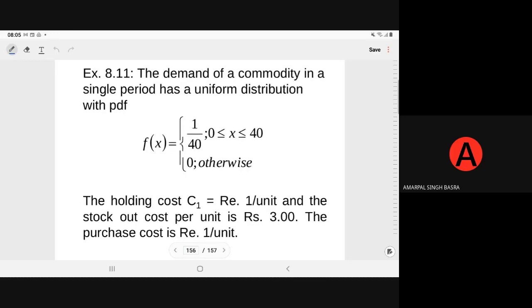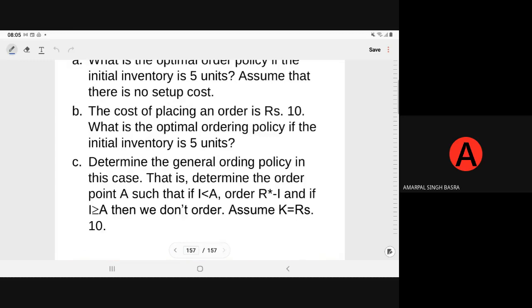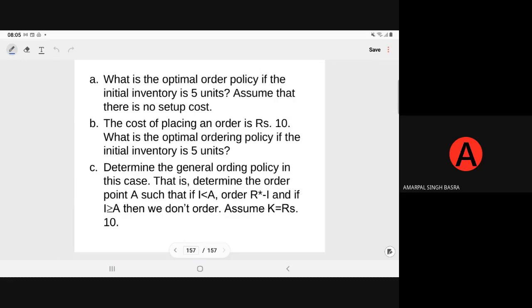The demand of a commodity in a single period has uniform distribution with PDF f(x) equal to 1 upon 40, x from 0 to 40, otherwise 0. The holding cost is rupee 1 and the stock out cost per unit is rupees 3. The purchase cost is rupee 1. What is the optimal order policy if the initial inventory is 5 units? Assume that there is no setup cost.